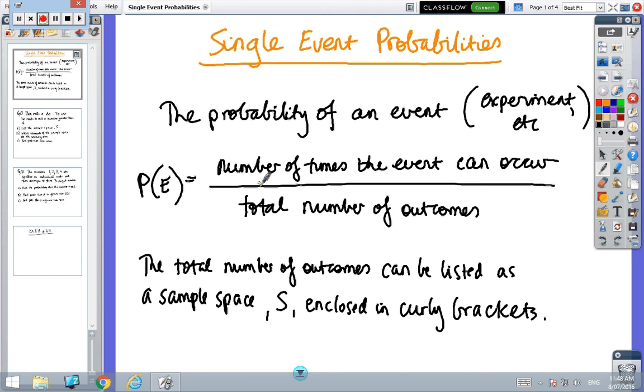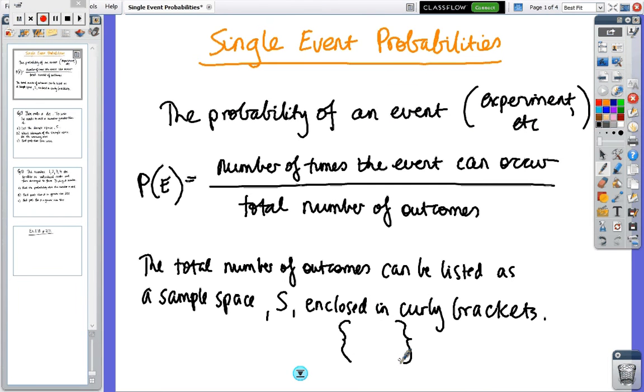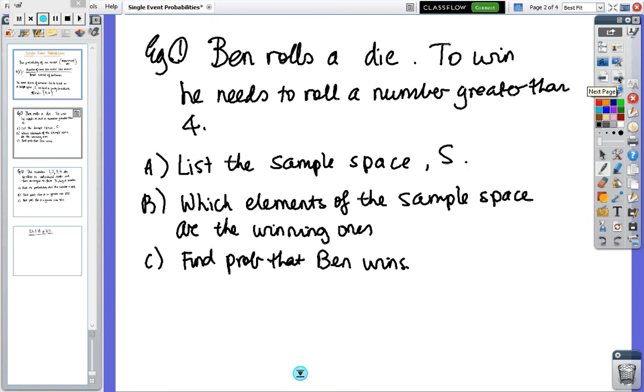Sometimes the total number of outcomes can be listed as what's called a sample space. We call that capital S, and we enclose that in curly brackets. So we're using set notation. So curly brackets just look like this. For instance, if we're looking at the sample space of being a child, the sample space is you're either a boy or a girl. So the sample space of being a child is just being a boy or girl, not the probability of a child.